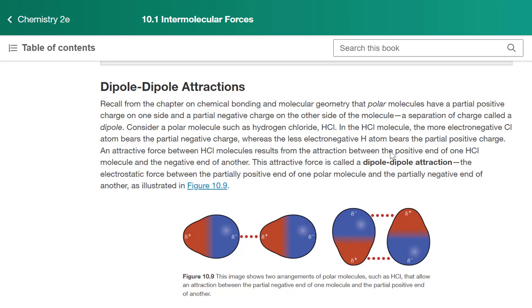So the difference here between these pictures and the ones we had earlier, they look exactly the same, don't they? But the difference is that this one is always a partial negative, this one is always a partial positive. So it's not random, it's not temporary, it's always this way. So this attraction is going to be much stronger because it's always there. It's not just there randomly.